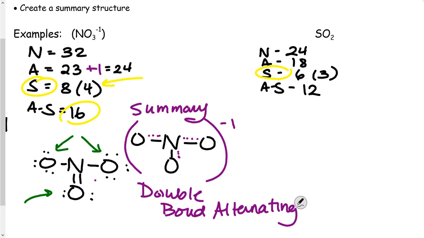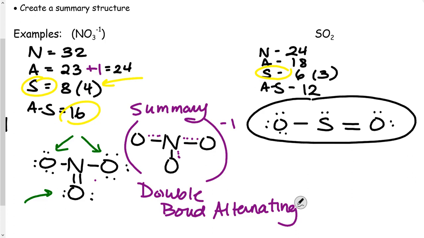SO2, you will see something similar. Sulfur in the middle. One of the oxygens is double bonded, one of them is single bonded. The single bonded oxygen needs 6 lone electrons. The double bonded oxygen needs 4. Now, again, there happens to be 2 lone electrons left over. They're going to go on the sulfur. So there's your original structure.